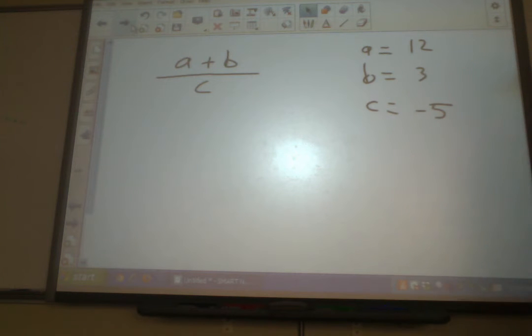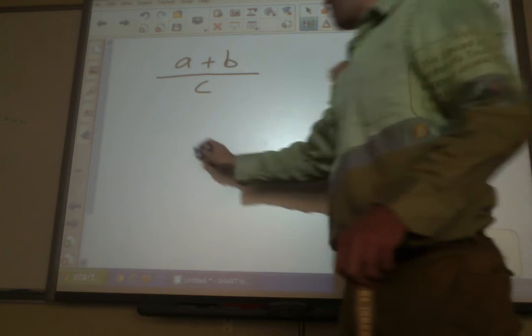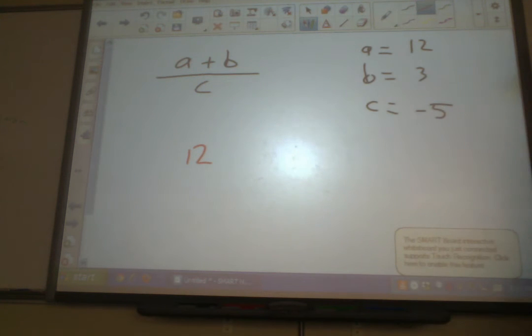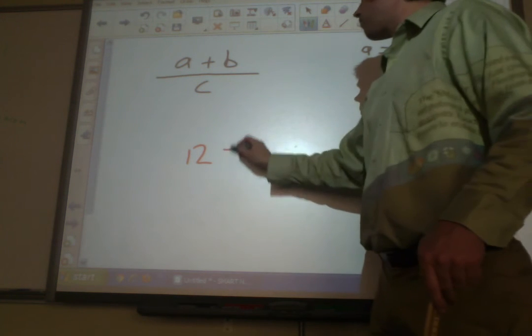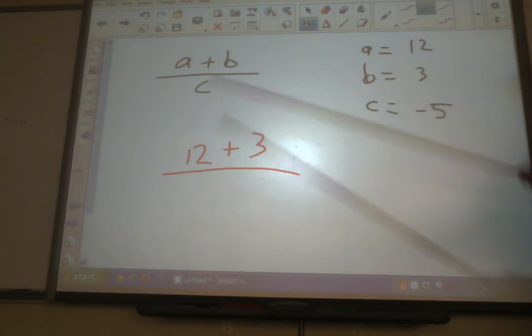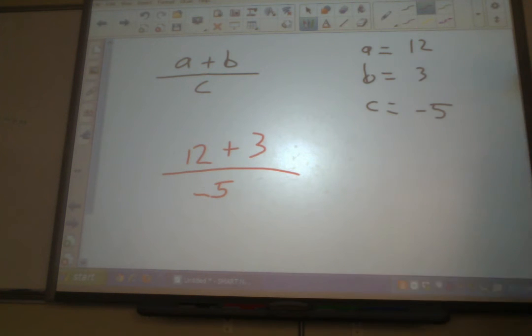So let's go ahead and do it. In place of A, I'm going to write the number 12. So for A, we've got 12. For B, we've got the number 3. And all of that is going to be over C. C is -5. All right. Now we just have to use PEMDAS to solve this.